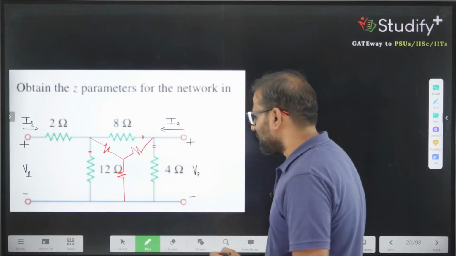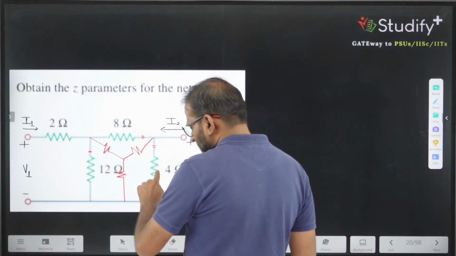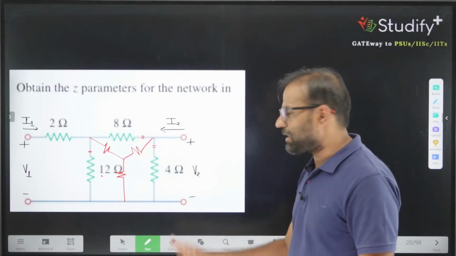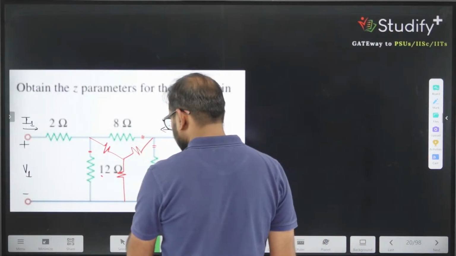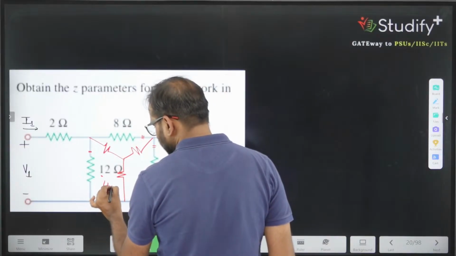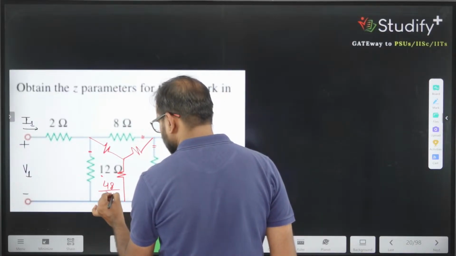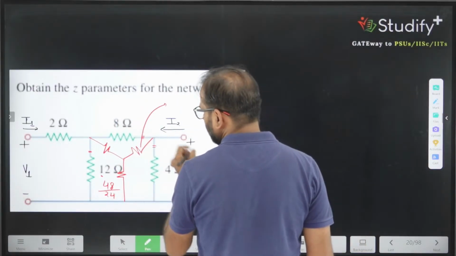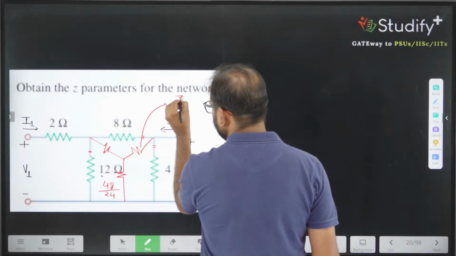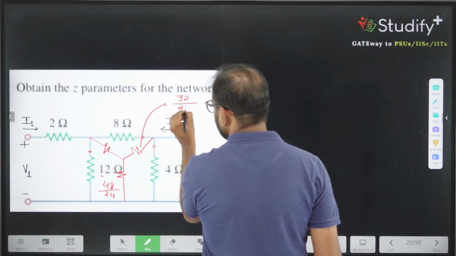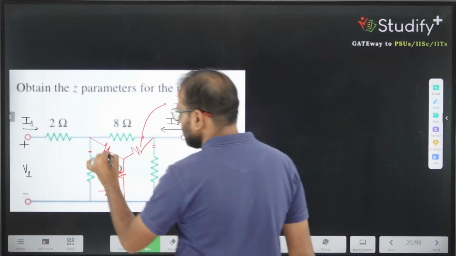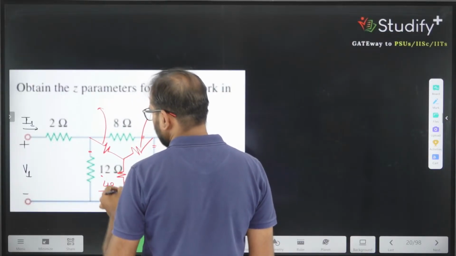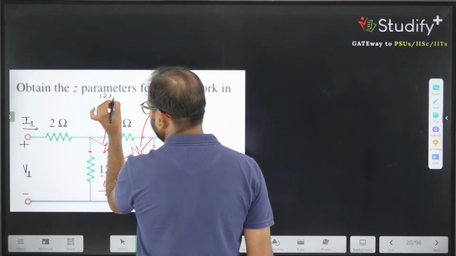What is the value of this? This is 12 into 4, means when you convert this, multiplication of these 2 resistances divided by sum of all resistances. So 12 plus 8 is 20, 20 plus 4 is 24. So this is 48 divided by 24. What is the value of this resistance? This is 8 fours are 32 divided by 24. And what is the value of this resistance? This resistance has the value 12 into 8 divided by 24.